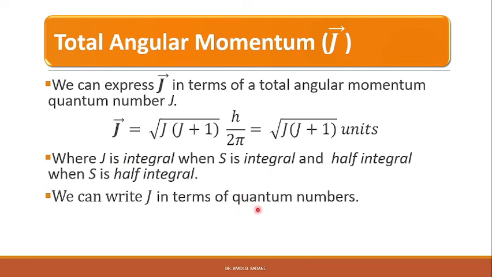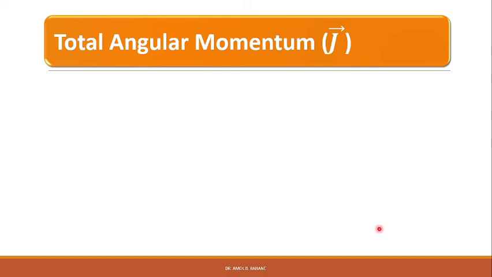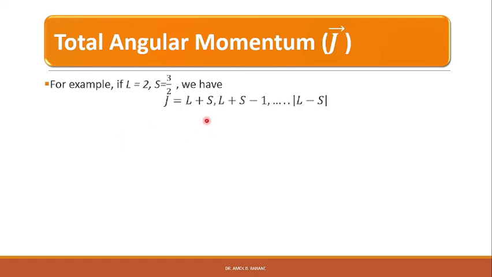We can write J in terms of the quantum numbers L and S as J is equal to L plus S, L plus S minus 1, up to modulus of L minus S. That means we take the positive value of L minus S. Let us take an example. For example, for L is equal to 2 and S is equal to 3 by 2, we have J is equal to L plus S, L plus S minus 1, up to modulus of L minus S, and therefore we get J is equal to 2 plus 3 by 2, 2 plus 3 by 2 minus 1, up to modulus of 2 minus 3 by 2, right?